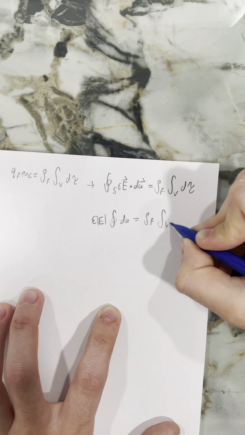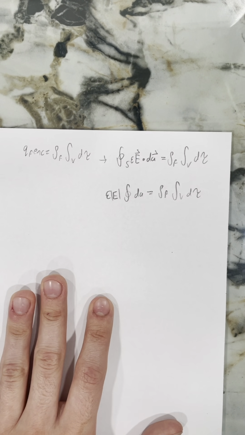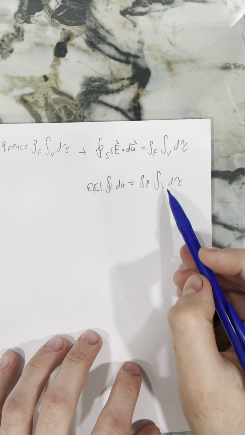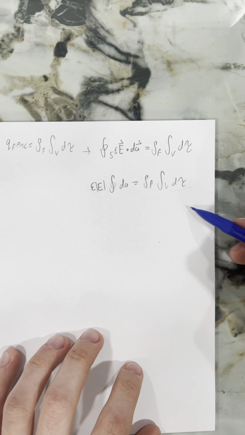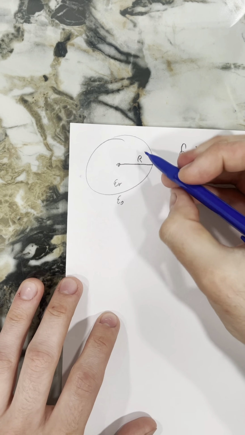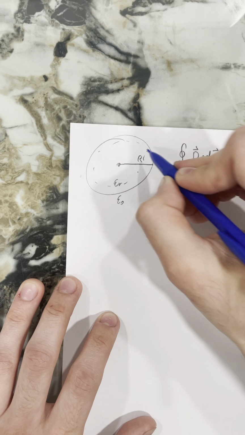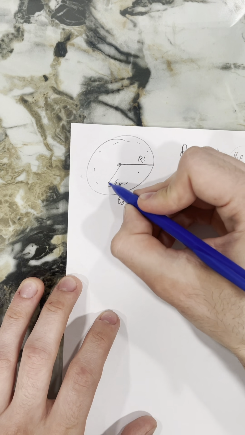And we have these two integrals, which, unlike last time, this volume integral is not going to have capital R, but since we are taking the integral on the inside, that means we're going to have a radius of little r.